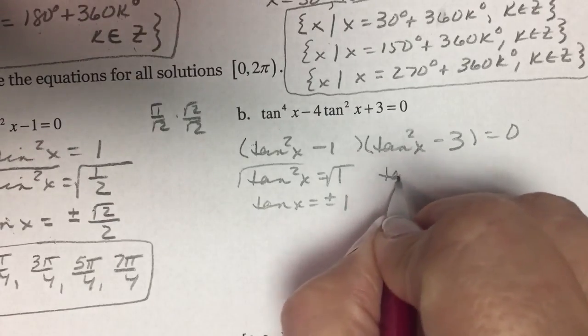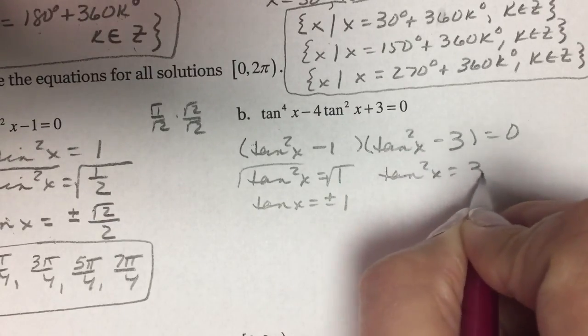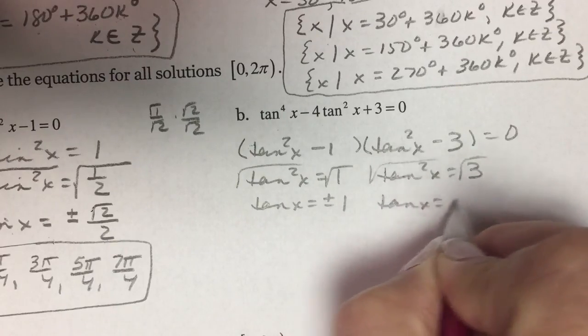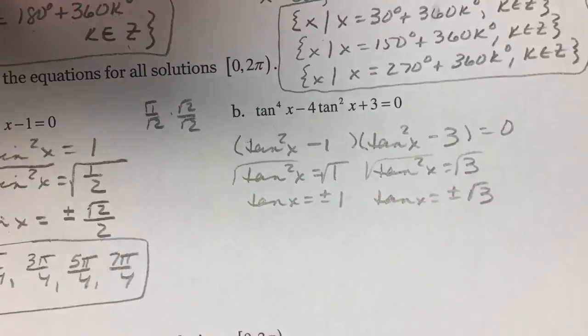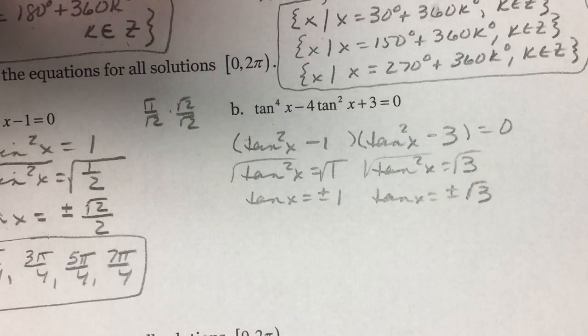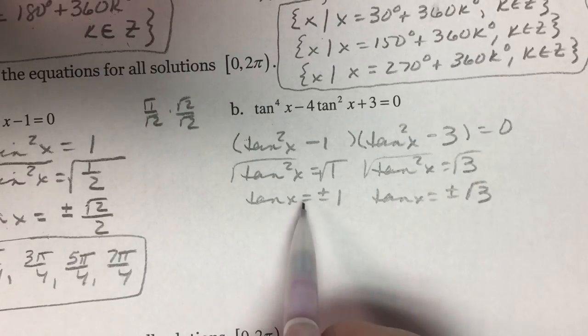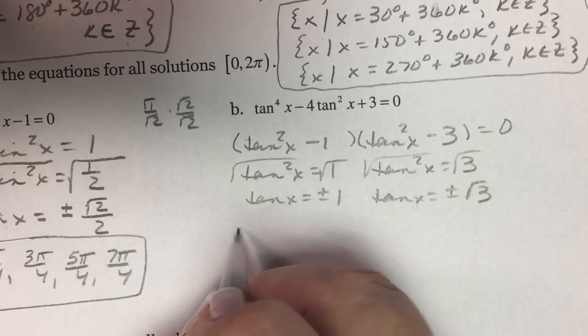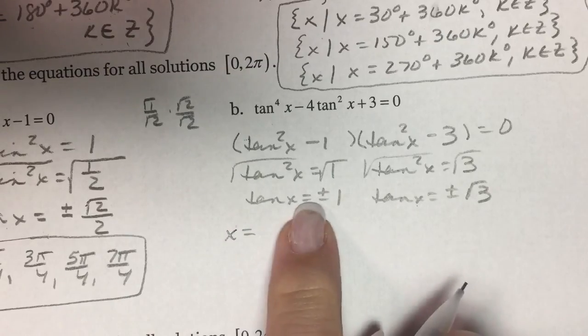If I go to the other side, I get tangent squared x is equal to 3. And then if I square root both sides, I get tan x is equal to plus and minus root 3. So there are going to be 8 solutions to this equation. There's going to be 4 here, 1 in each quadrant, and 4 here. So let's do these 4 first.